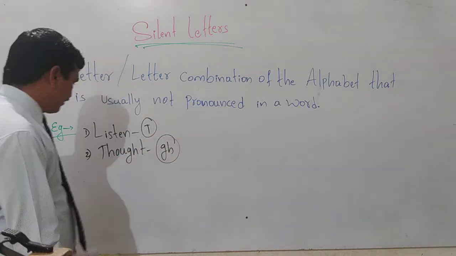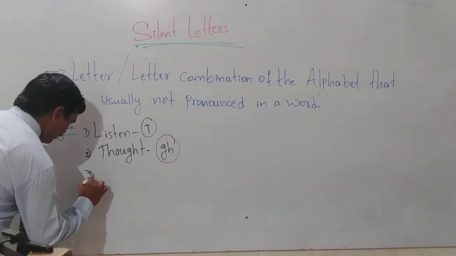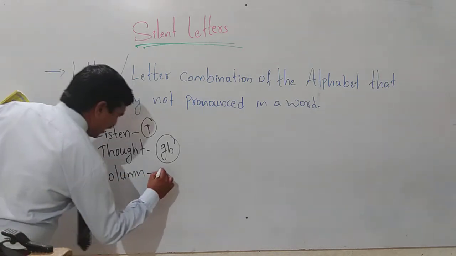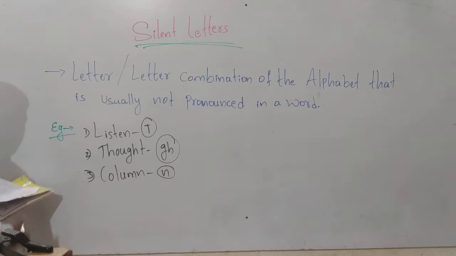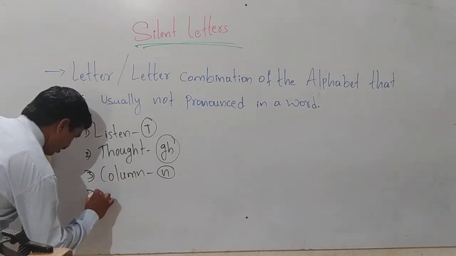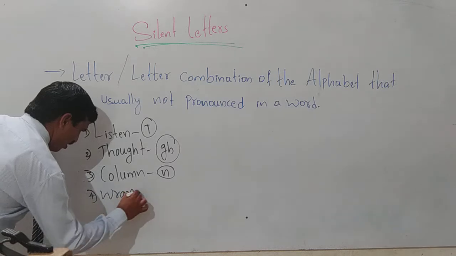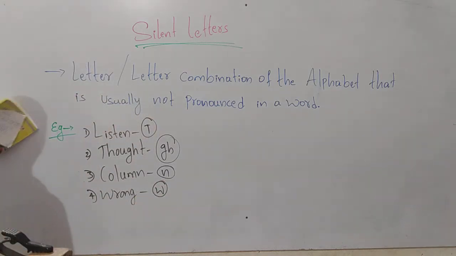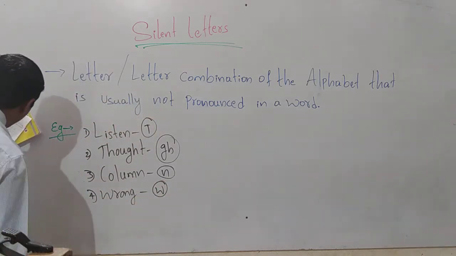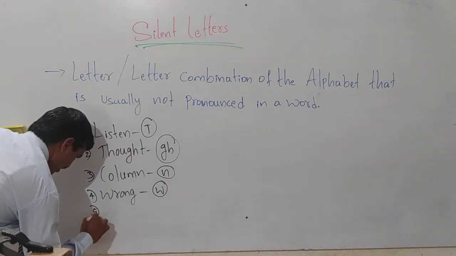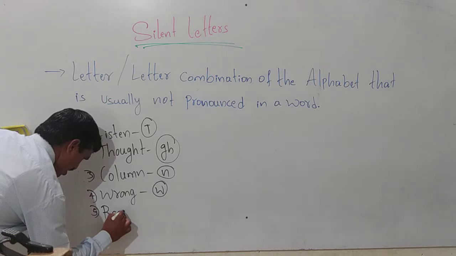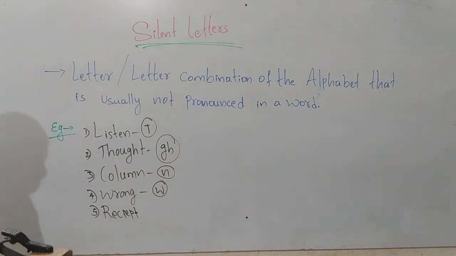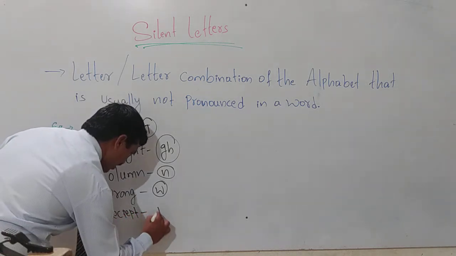Then another one, column. Here N is silent. Then the fourth one, wrong. In wrong, W is silent. And then receipt. Here P is silent.